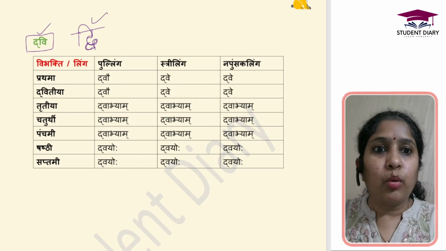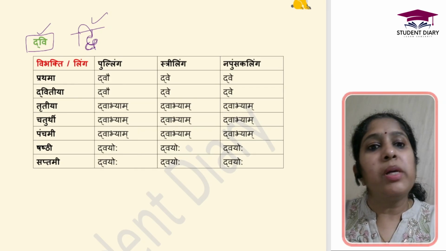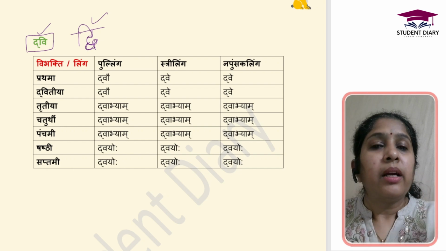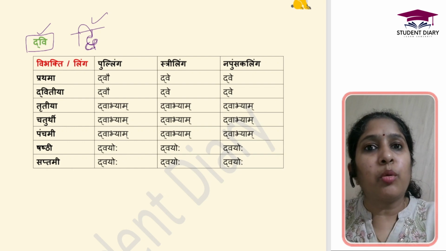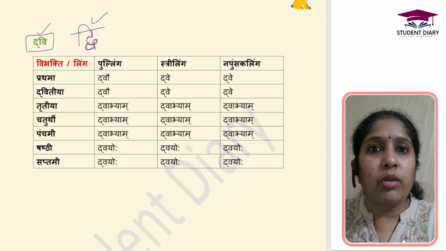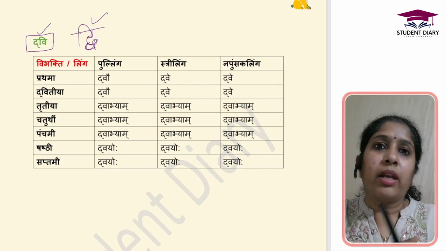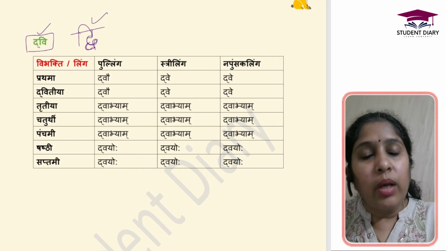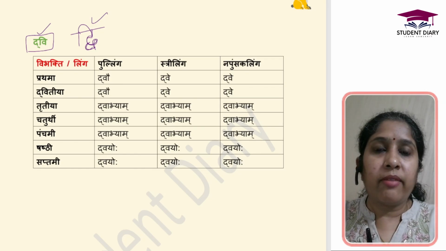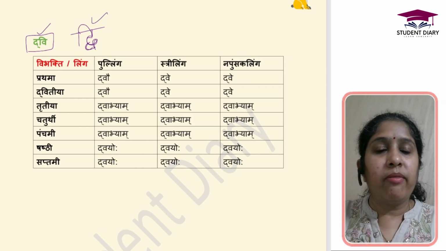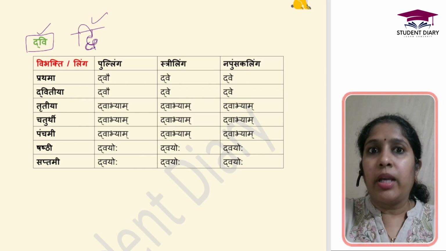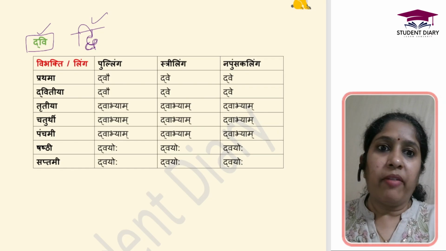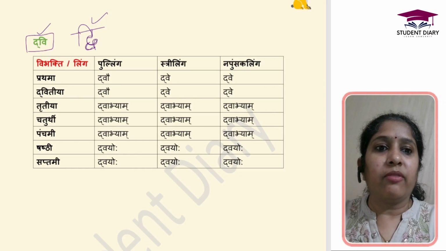Fine. Again, two is a number, so it will be used differently for pulling, striling, and napunsakling. Now, technically, it's two, so you have to use only dvivachan when we are talking about two, right? Two can never be one and two can never be many, right? So for two, we will be learning only the dvivachan, not ekvachan, not bahuvachan, just dvivachan. But the dvivachan column for pulling, for striling, and for napunsakling. Fine, and it is the easiest one we have.